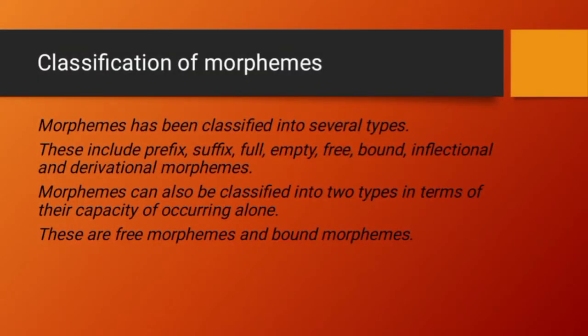Classification of morphemes. Morphemes have been classified into several types. These include prefix, suffix, full, empty, free, bound, inflectional, and derivational morpheme. Morphemes can also be classified into two types in terms of their capacity of occurring alone. These are free morphemes and bound morphemes.